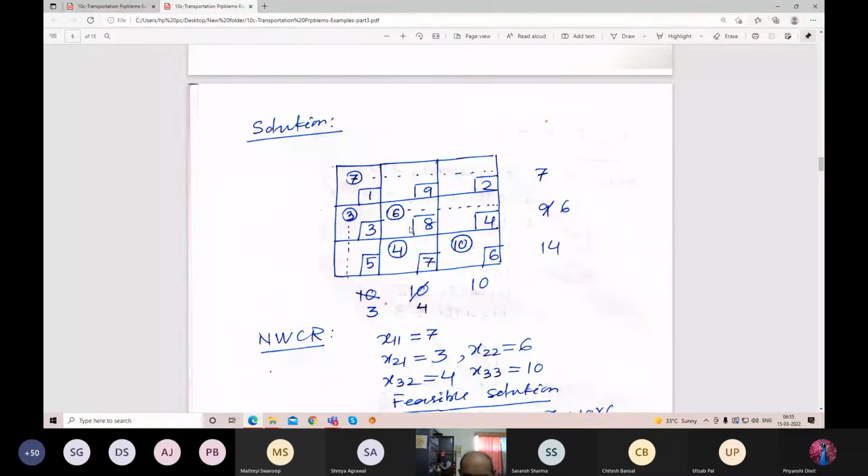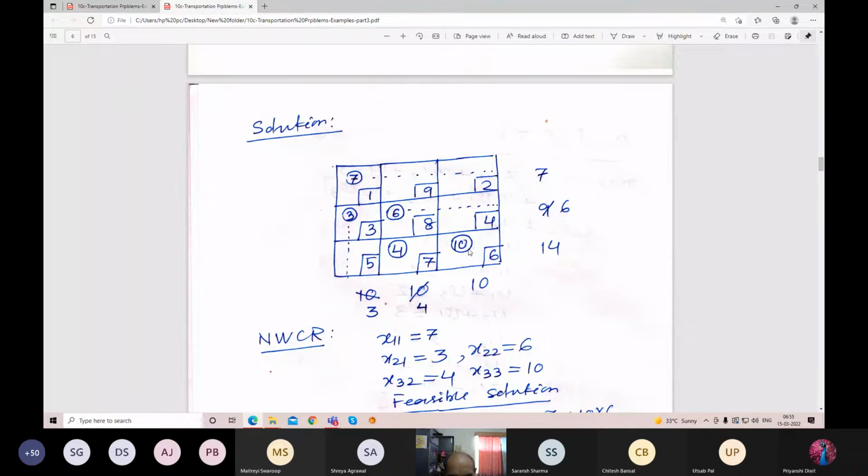Once you remove the second row, you see here that cell 32 becomes the northwest corner cell. How much can we allot? We can allot 4 units, so that column is gone, and you reduce 4 units from 14. So 14 minus 4 is 10. Ultimately, in the last cell 3, we are allotting 10 units.